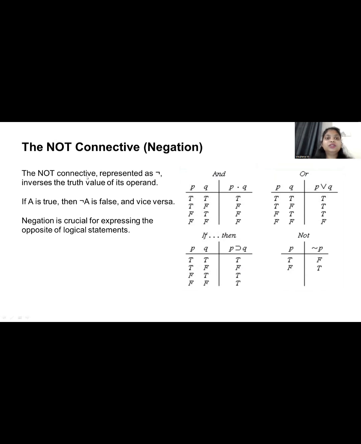And the next connective is the not connective, or it is called negation. The not connective, represented by the negation symbol, inverts the truth value of its operand. If A is true, then negation A is false and vice versa. Negation is crucial for expressing the opposite of logical statements. And these are the truth tables for the negation connective.